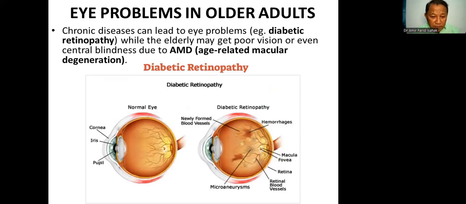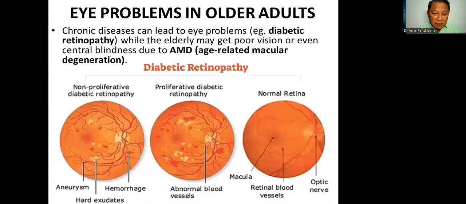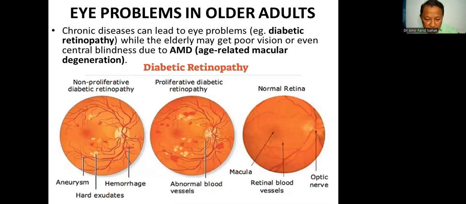Okay, so you compare the normal eye with the diabetic retinopathy, where you have hemorrhages, newly formed blood vessels, and then you have microaneurysms. Okay, and this is what the doctor sees when we do fundoscopy. So in the normal retina, that's what you see.